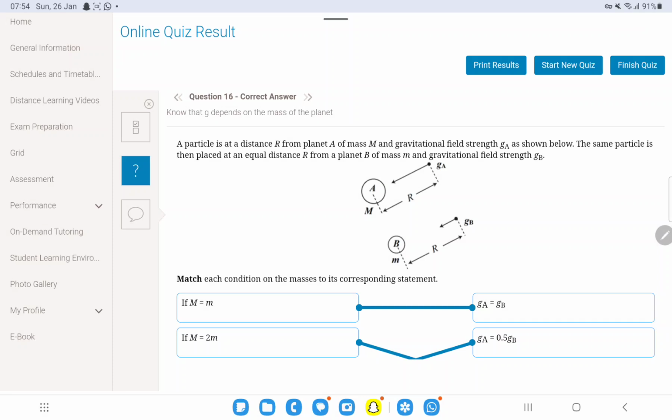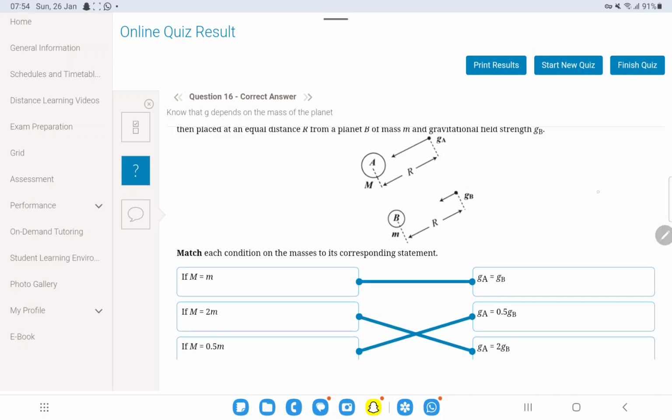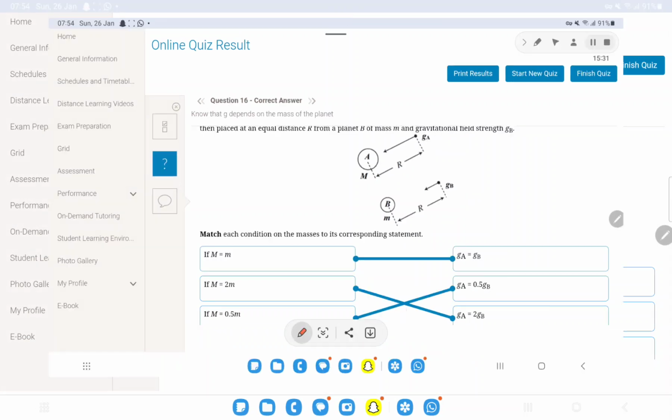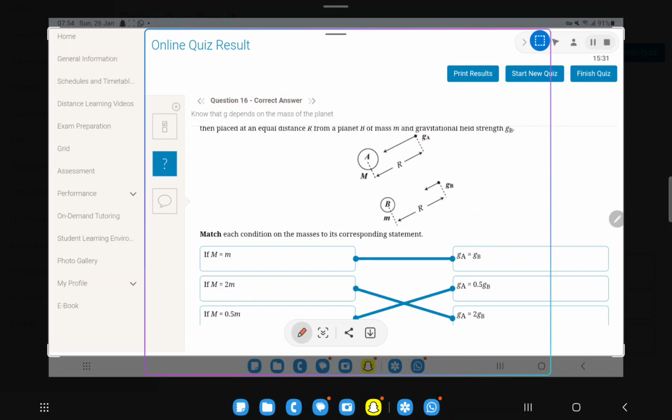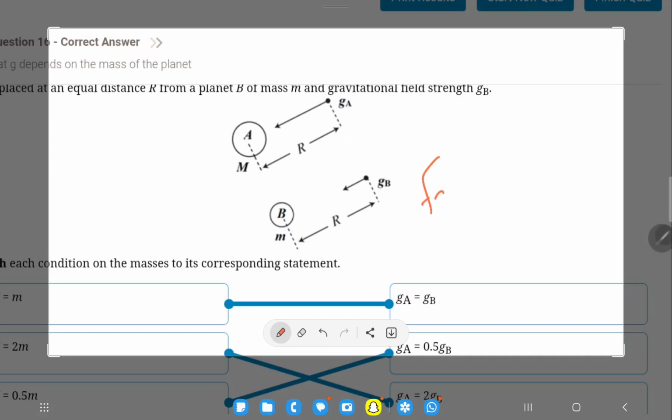A particle is at a distance r from planet A of mass m and gravitational field strength Ga as shown below. The same particle is then placed at an equal distance r from planet B of mass m and gravitational strength Gb. They want us to find the gravitational attraction at big M equals small m, if capital M equals 2m and if m is 0.5 small m. So again we have Fg equals G m1 m2 over d squared, or r squared.